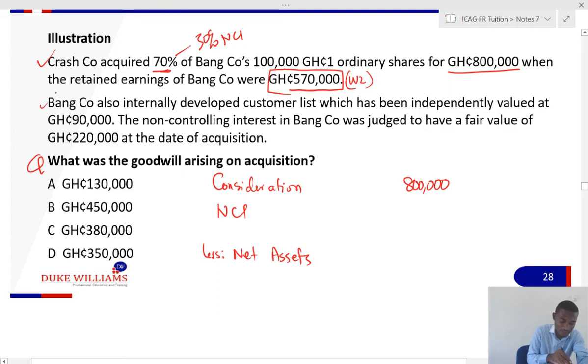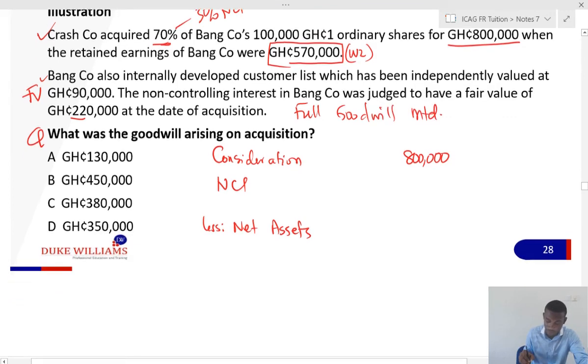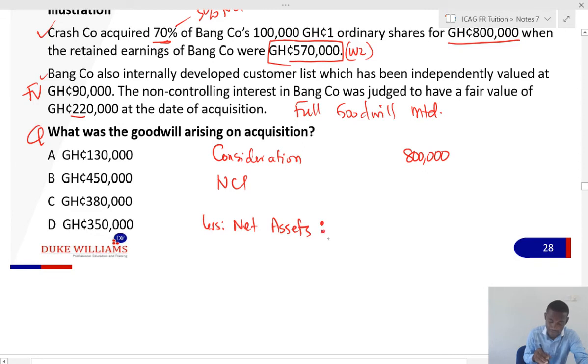Now, it says that Banco also has an internally developed customer list, which has been independently valued at 90, and this tells me fair value adjustment. And the non-controlling interest in Banco will have a fair value of 220. So it means that we are going to use the full goodwill method. We are not given the value for net assets; we have to determine it. So if the NCI is 220, we have 800 plus 220, that will be 1020.